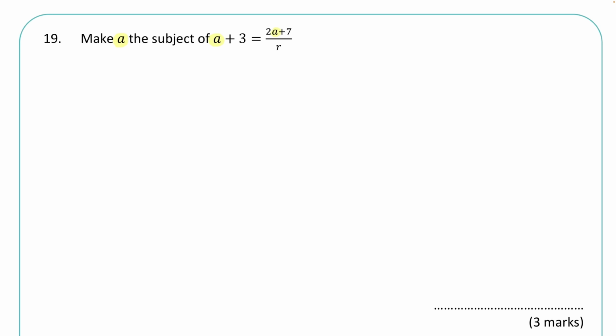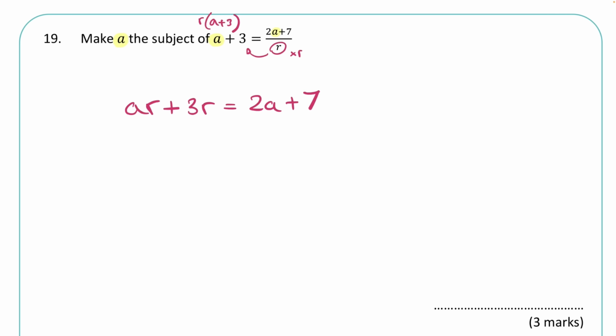Now to do that, whatever's on the denominator, if there's a fraction involved, needs to move to the other side. So we're going to times by r, and that means we will get a single bracket on the left here. It'll be r times a plus 3, which you can either write as a single bracket, or if you're confident with that, we can just times them both by r. So ar plus 3r is equal to 2a plus 7.